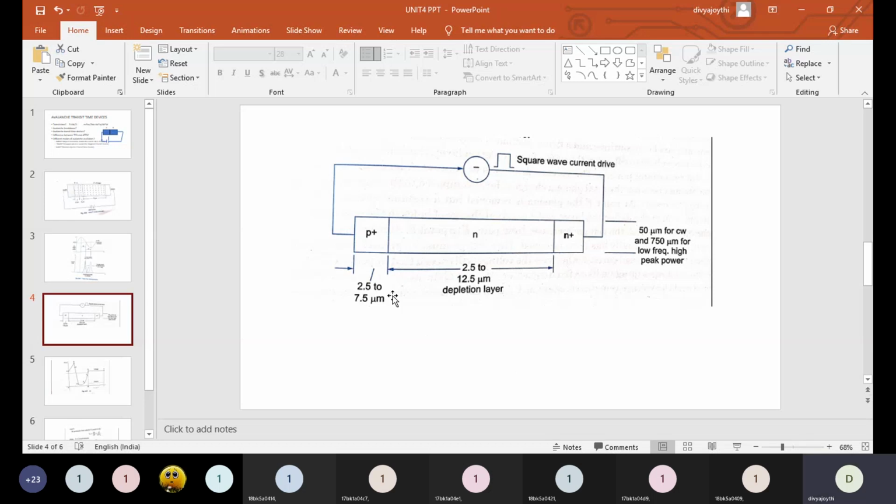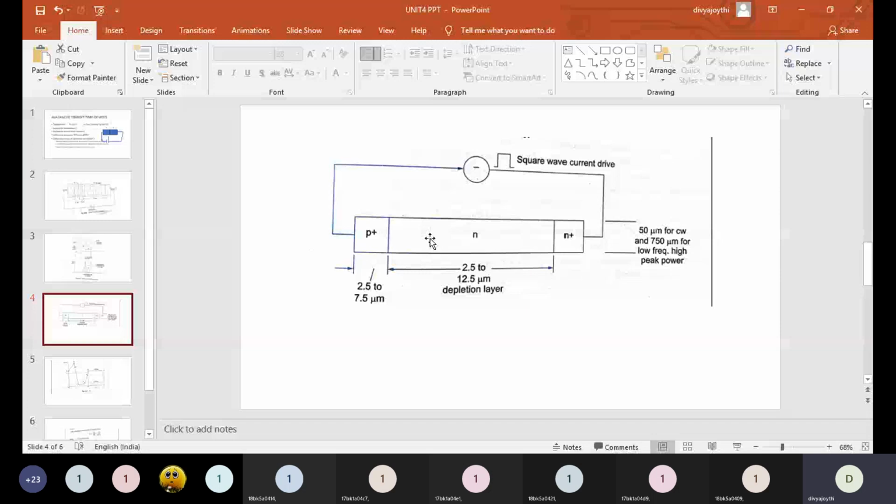In and around this depletion region, in and around this current that we are giving externally, because of this externally connected current signal, plasma is going to be formed around the depletion region. The electron formation is developed across this depletion region, and the output is going to be increased and decreased.